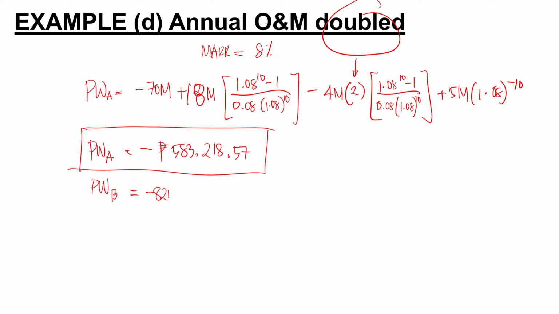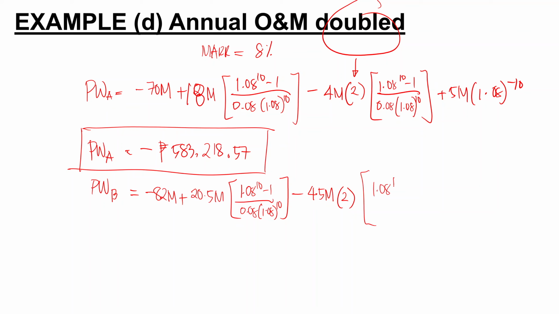We have negative 82 million plus the annual benefit of 20.5 million times 1.08 raised to 10 minus 1 all over 0.08 times 1.08 raised to 10, and minus the 4.5 million, and again we double it, times 1.08 raised to 10 minus 1 all over 0.08 times 1.08 raised to 10, plus the 8 million cost times 1.08 raised to negative 10.